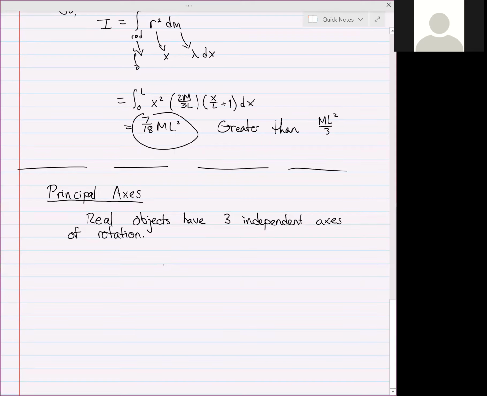Anyway, each of those axes, because they're different axes and the mass is distributed differently, has its own moment of inertia.